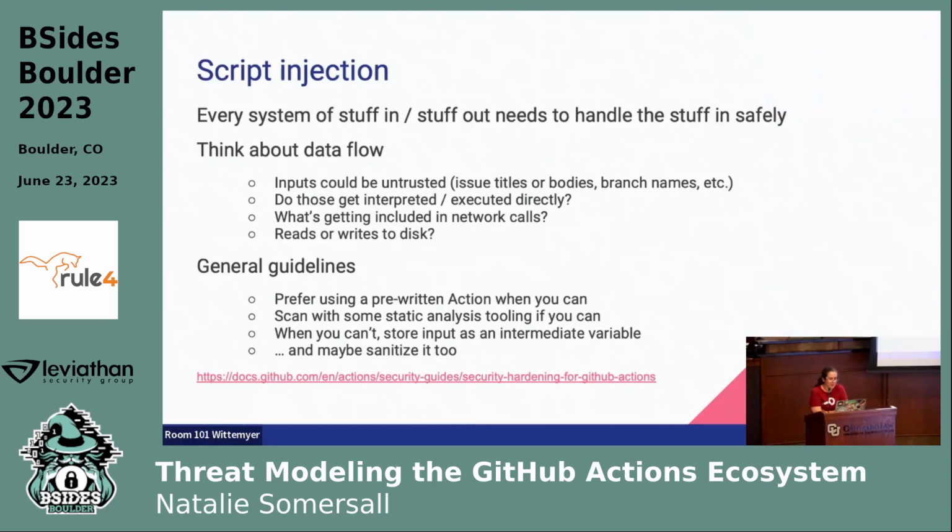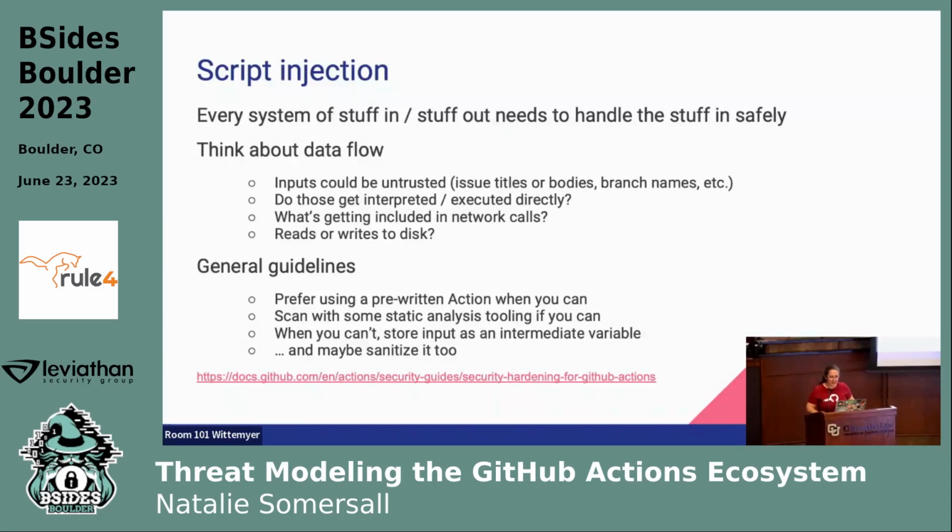Specifically, GitHub can trigger on lots of things like issue titles or bodies. You can pull in a lot of extra information. And do those get interpreted or executed directly, or are you saying, hey, variable is going to be equal to this thing, and then we're going to sanitize that variable? My other one that makes the hair on the back of my neck stand up is like, are we opening network calls of any sort? Are we downloading stuff? Are we uploading stuff? Reading, writing to the disk.